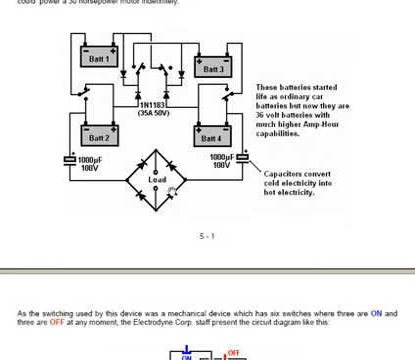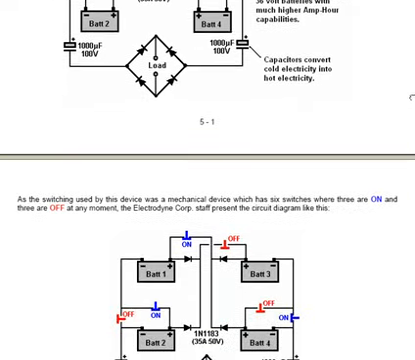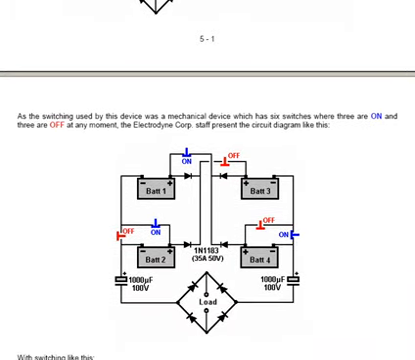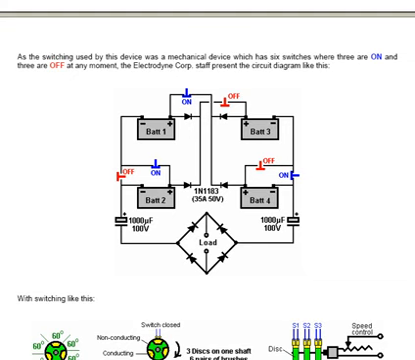As the switching used by the device was a mechanical arrangement, which has 6 switches, where 3 are on and 3 are off at any moment, the Electrodyne Corporation staff present the circuit diagram like this. You've got the 4 batteries, 4 diodes which appear to be the wrong way around, and half a dozen switches which operate as 2 groups of 3, the 2 ordinary capacitors, an ordinary diode bridge, and the load.